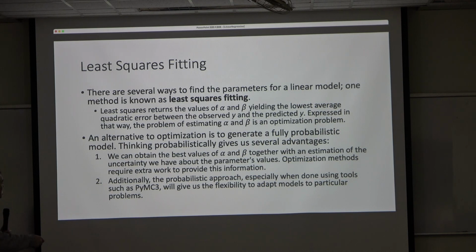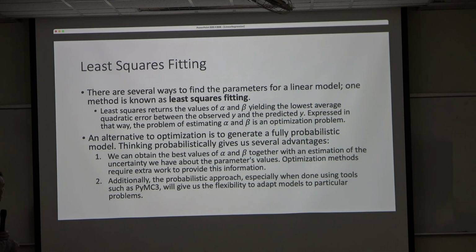But if you use a probabilistic model, because you have the posterior, once you have the posterior, you know how certain you are about those values, because you can measure the certainty by using, for example, the HPD. The wider the HPD is, the more uncertain you are about that value. Optimization methods such as the normal equation require extra work to provide the uncertainty information. So this is different.